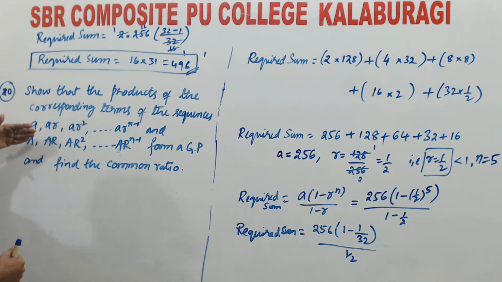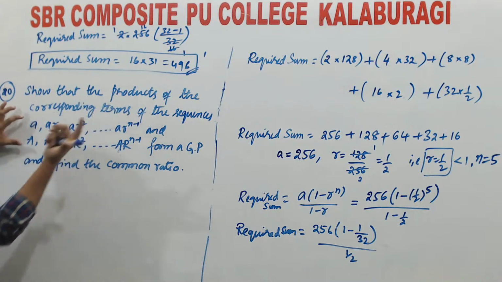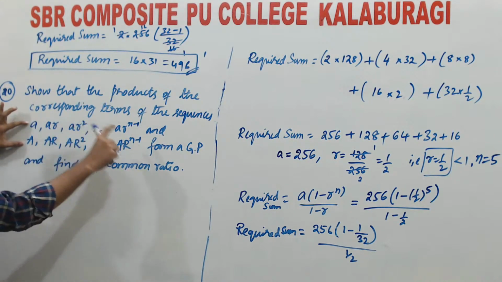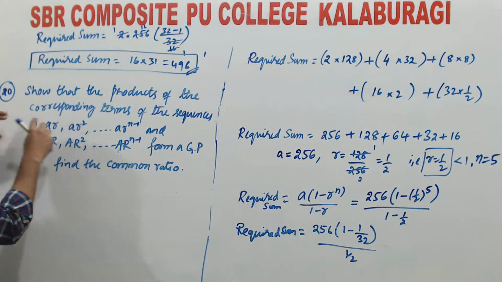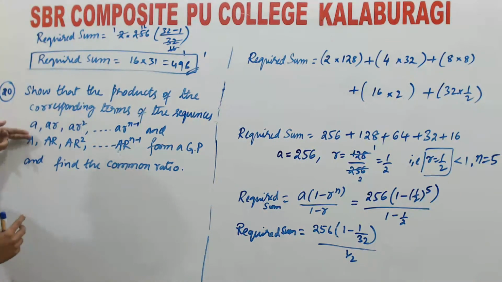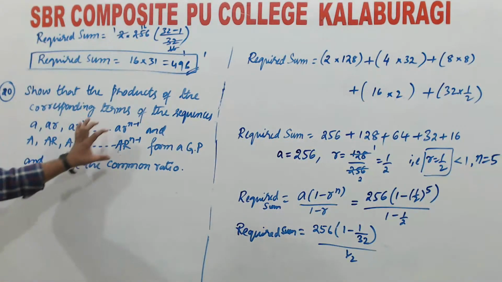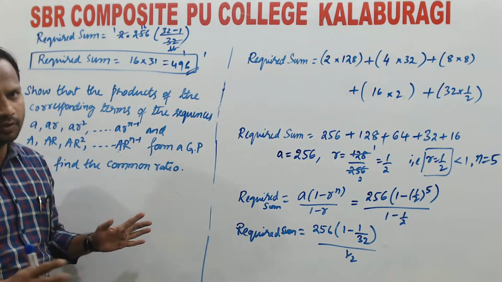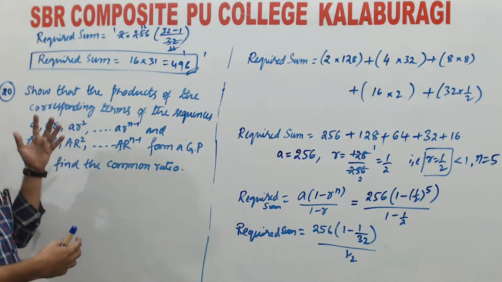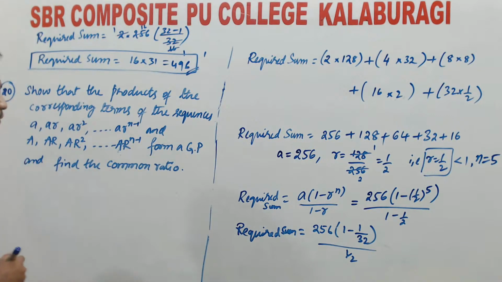What should I do now? They are saying I should show that the product of corresponding terms of the sequences, meaning the first term, second term, third term of both sequences, I should multiply, so on to the nth term of the two sequences. When I do this, again I am getting a sequence. After getting that sequence, you have to find the common ratio. Now let us do this one.